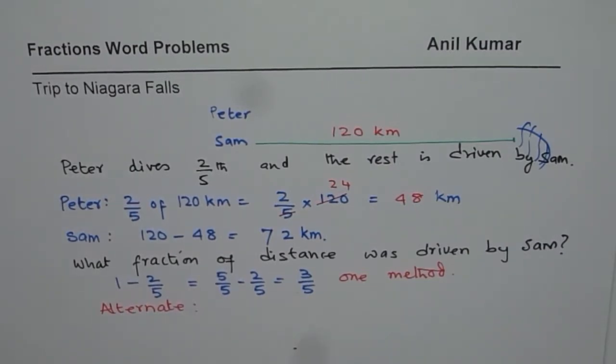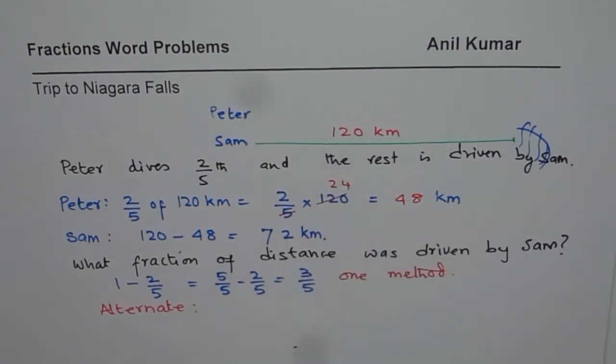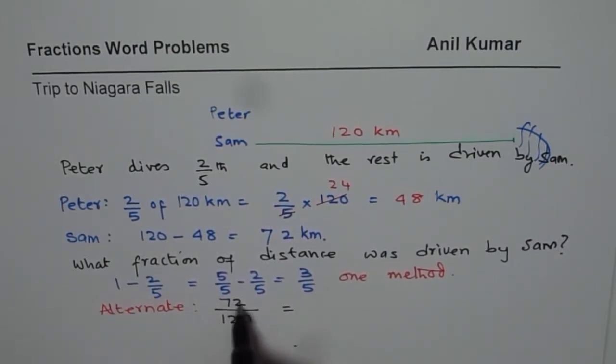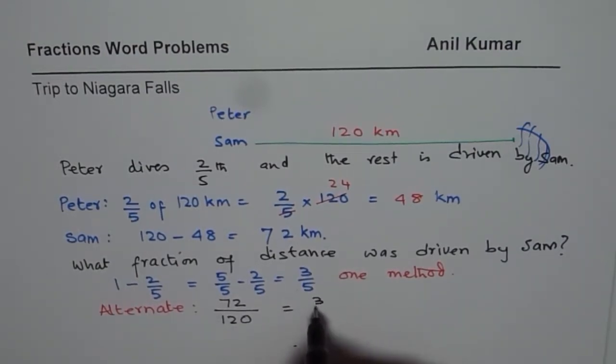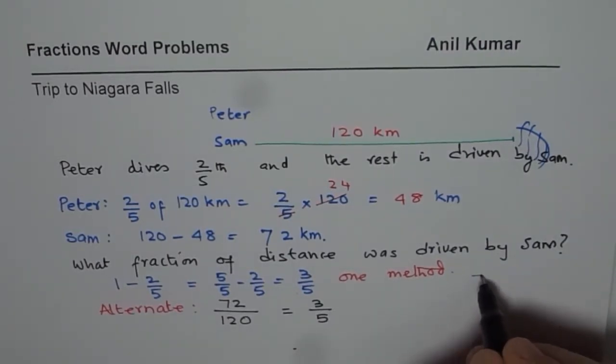We know that Sam drove 72 out of 120. So what we could do is divide 72 by 120 to get our solution. So now you can simplify this. 72 divided by 120, you will get 3 over 5. Exactly the same answer, right? So how do we simplify 72 over 120? Let us look here into further details.